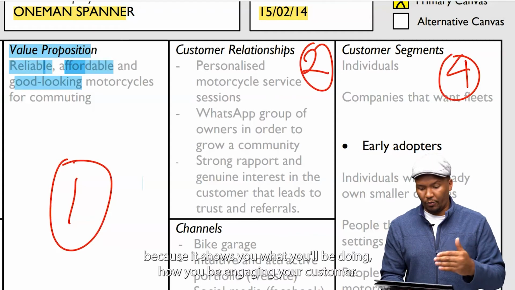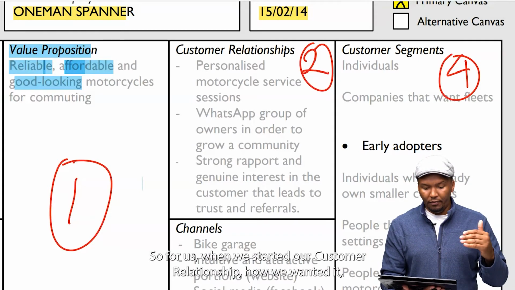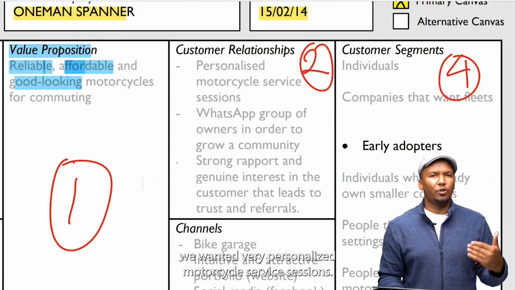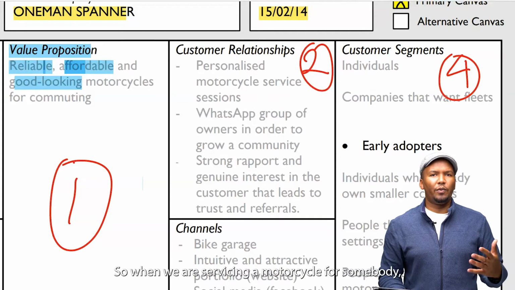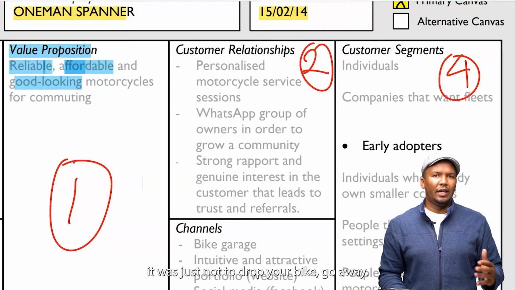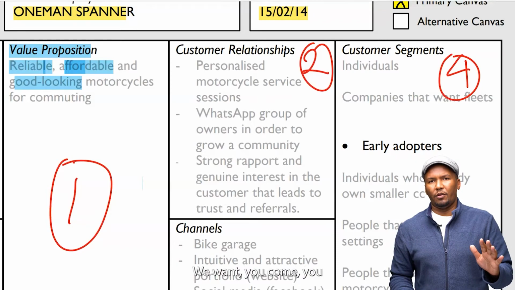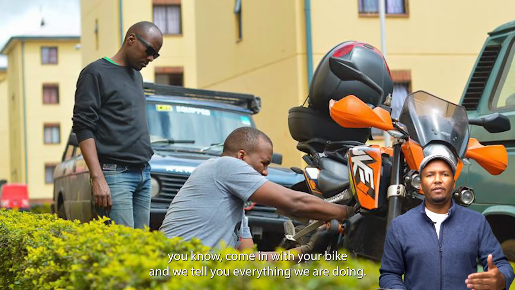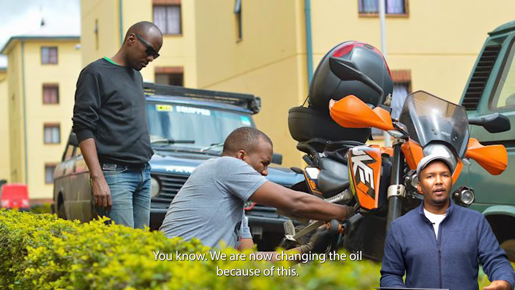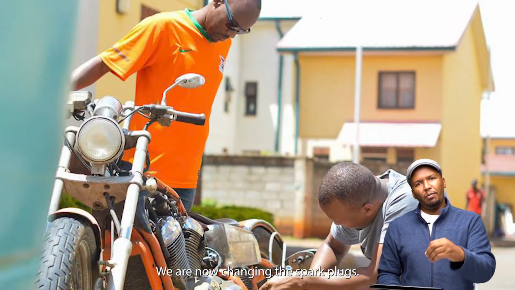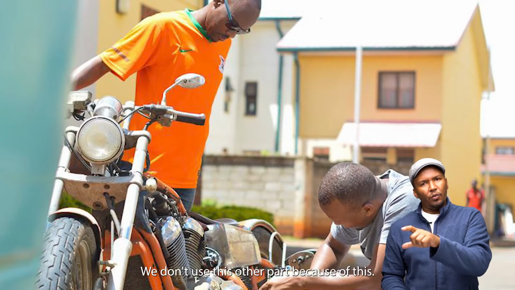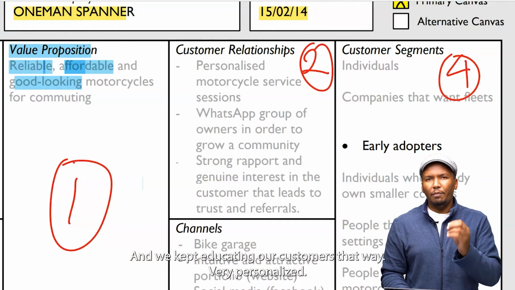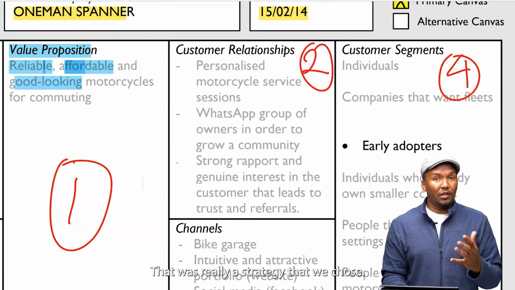engaging your customer. So for us, when we started, our customer relationship, how we wanted it, we wanted very personalized motorcycle service sessions. So when we are servicing a motorcycle for somebody, it was not just drop your bike and go away. No, we want you to come in with your bike and we tell you everything we are doing. We are now changing the oil because of this. We are now changing the spark plugs. This is the part we are using. We don't use this other part because of this. And we kept educating our customers that way. Very personalized, okay? That was really a strategy that we chose.